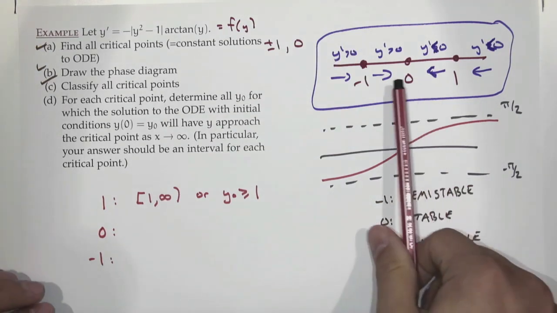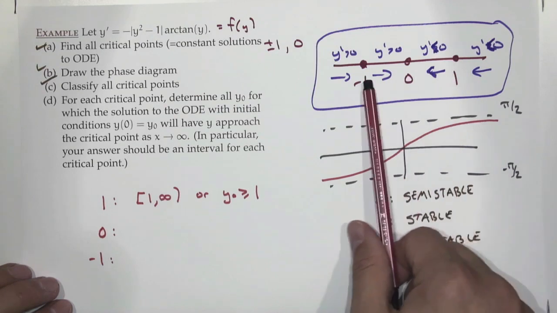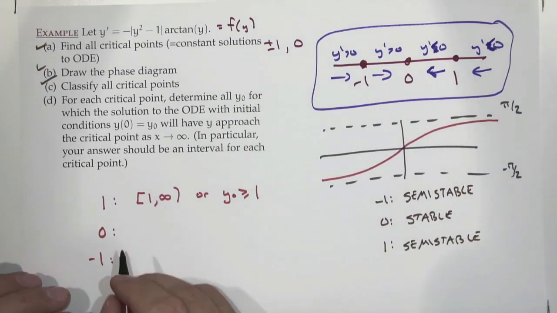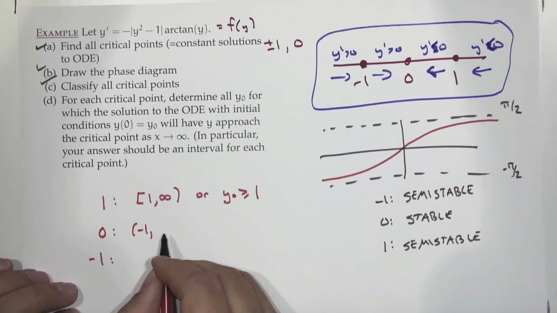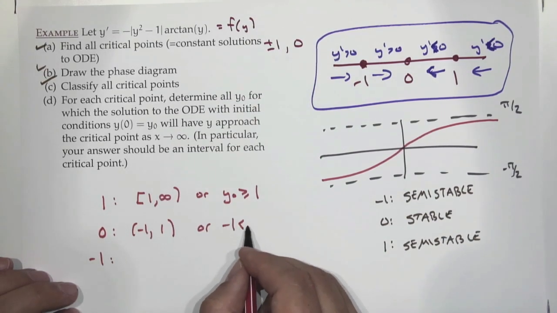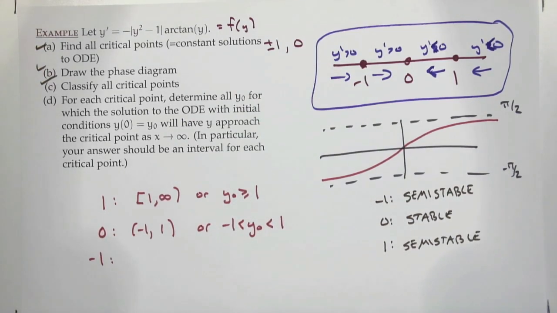What about 0? If I want to end up at 0, where should I start? Anywhere between negative 1 and positive 1, but not at those points. So anything from negative 1 to positive 1. Or we could write it as negative 1 strictly less than y naught, strictly less than 1. If I start anywhere in that interval, I will drift towards 0.